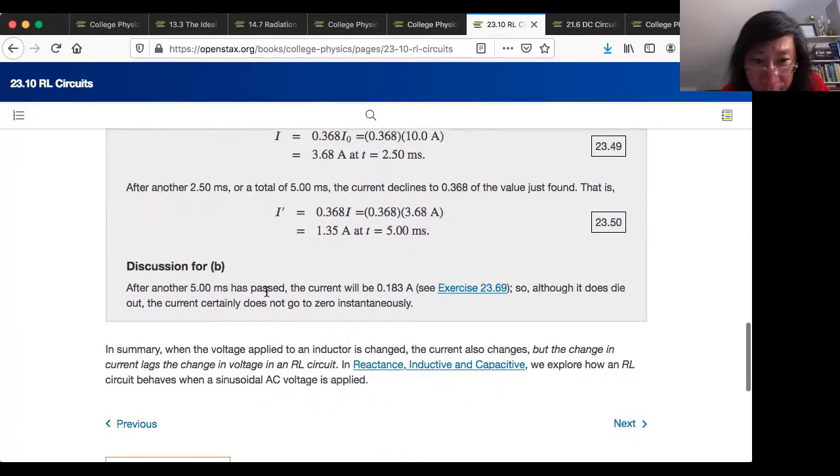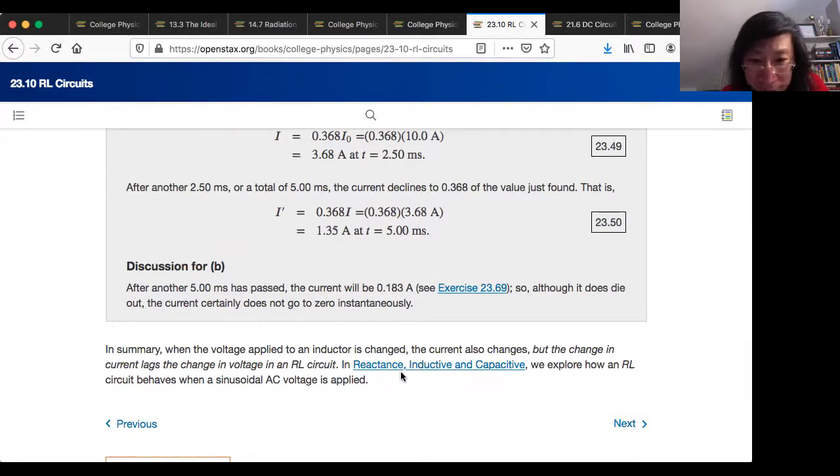After 5 milliseconds has passed in this exercise, the current will be 0.183 amperes, amps, or coulombs per second. So it dies out, but it doesn't go to 0 right away. Is that good or bad?